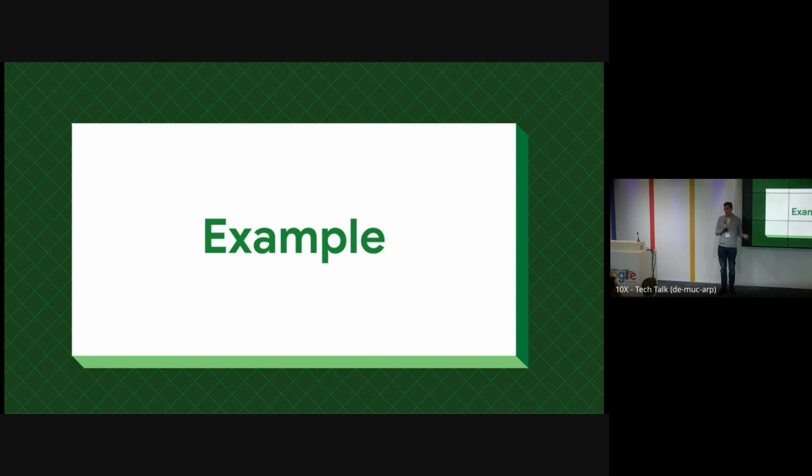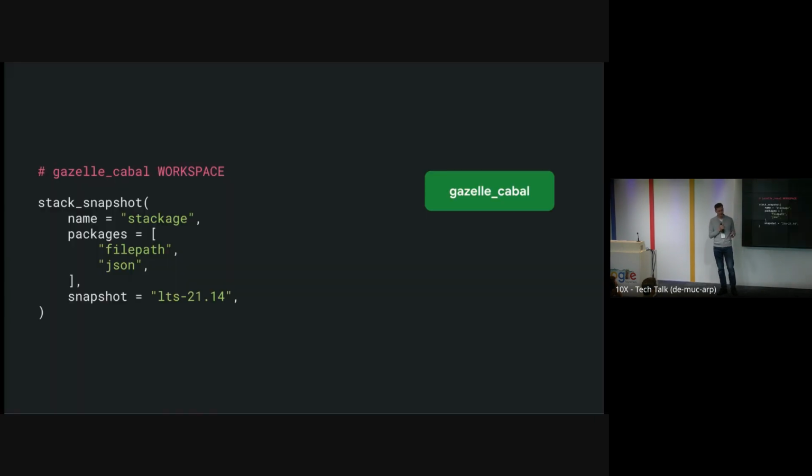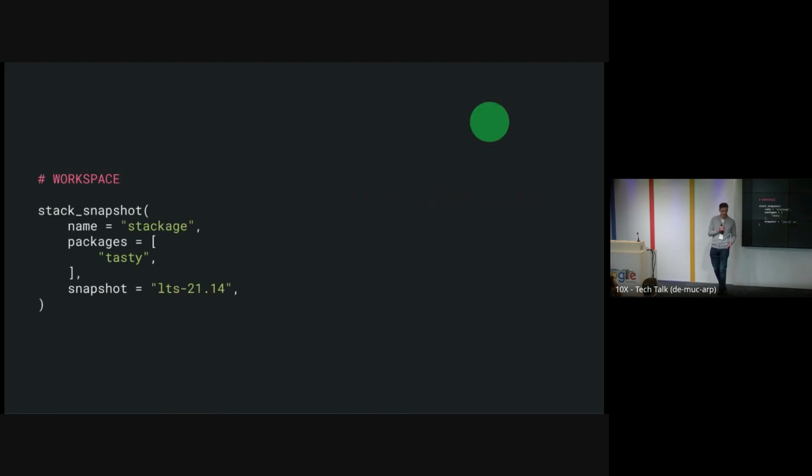So what's the problem with this approach? Let's consider an example. And as an example project, I'm going to walk through a Gazelle extension of ours to generate build files for Haskell packages. And this project is called Gazelle Cabal. And Gazelle Cabal itself has a few Haskell dependencies. For example, it depends on the filepath and the JSON packages. So it invokes stack snapshot like this to get those in.